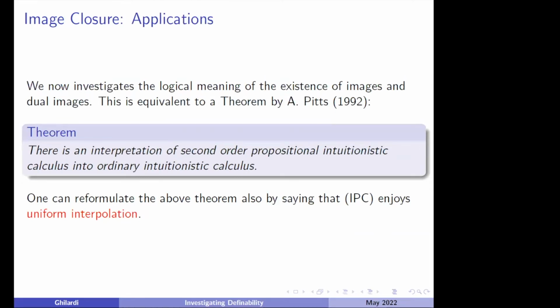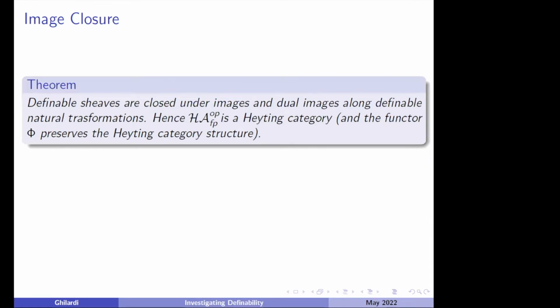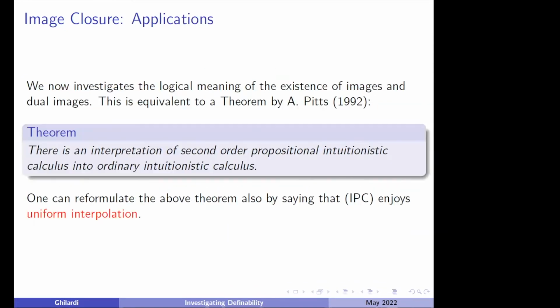Now, what are the consequences from the logical point of view? This is completely equivalent to the fact that HA, the finitely presented Heyting algebras' opposite, is a Heyting category. This is the same as saying that there is an interpretation of the second order propositional intuitionistic calculus into ordinary intuitionistic calculus. Another way to say this is that intuitionistic logic enjoys uniform interpolation, so that when you have to compute the interpolant, this is independent of one of the two formulas you want to interpolate.